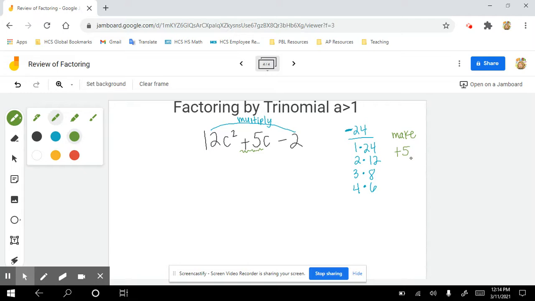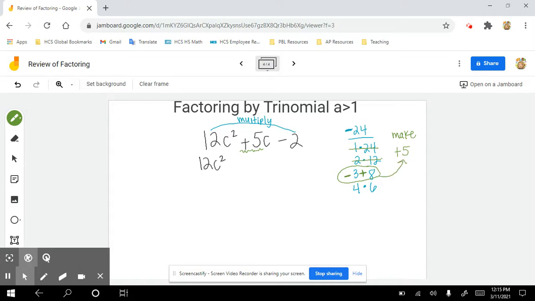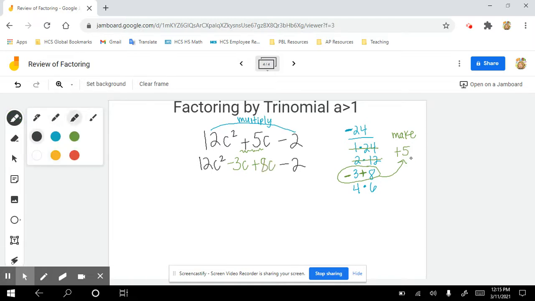So let's take a look here. 24 minus 1, that would not give us 5. 12 minus 2 is 10. That won't help us. Ooh, but 8 minus 3 would work as long as the 8 is positive and the 3 is minus. So positive 8 minus 3 is positive 5. That's what we wanted. Yes. Once you find your factors, now you replace positive 5c with negative 3c and positive 8c. We do this so that now we have 4 terms to group. And now we're going to write out those factors.